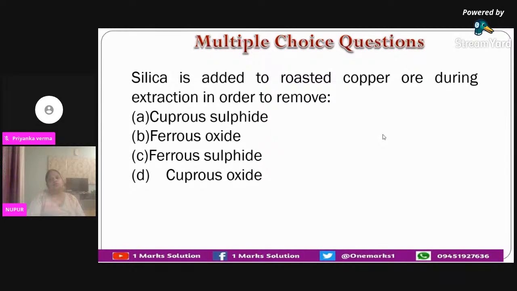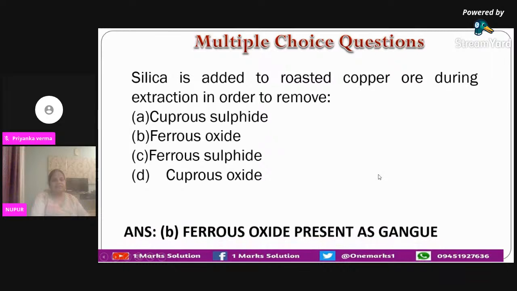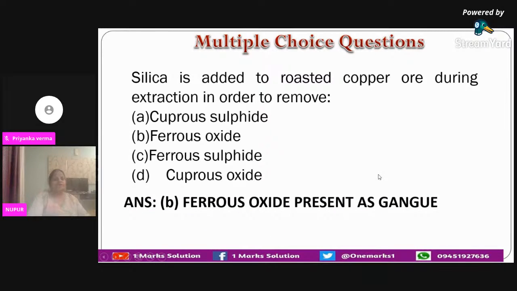Now, silica is added to roasted copper ore. That means the copper ore which is heated in a lot of air has been converted into copper oxide. So why is silica added? Silica is added to remove something. Your question is which of these things: cuprous sulfide, ferrous oxide, ferrous sulfide or cuprous oxide? And the answer is ferrous oxide present as gangue.